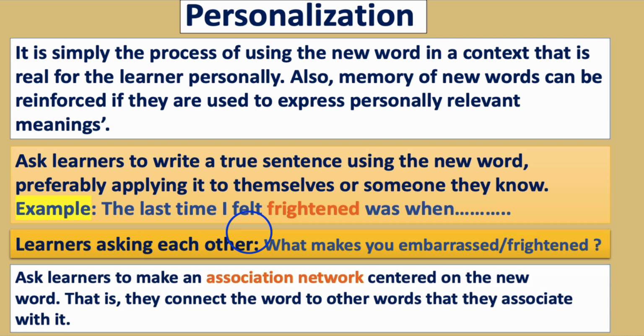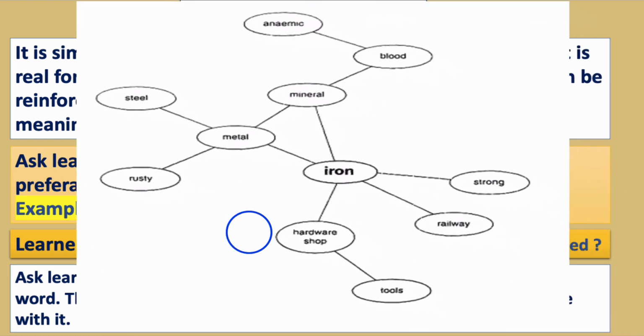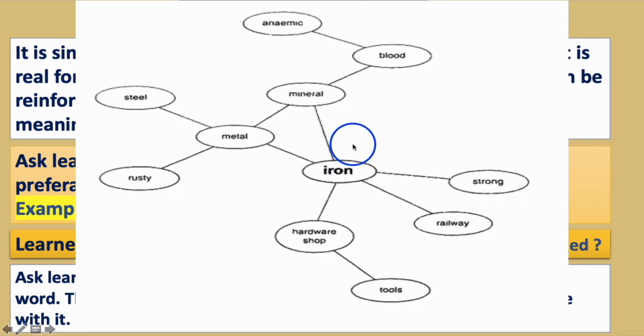For example, we have family. They need to develop a kind of branch. They can do branching. In family, what do we have? Mother, father, son, brother. It's like a branching. For example, like this one, as you can see here, we have an iron.